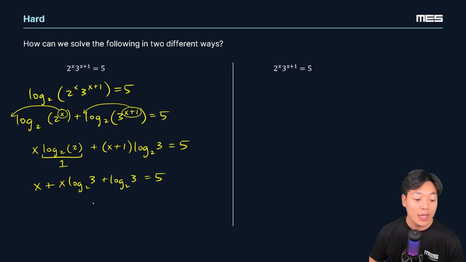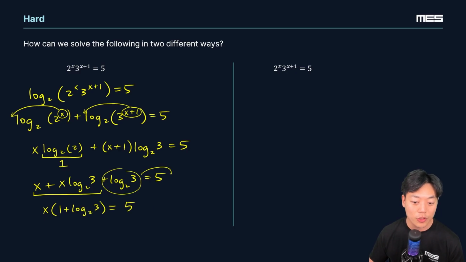That's equal to 5. Now, I want all the x's on one side, and I can factor right here: x times 1 plus log base 2 of 3 equal to 5. Bring this over to the right, minus log base 2 of 3, since these are all now constants. And I can divide both sides by 1 plus log base 2 of 3, just like this.